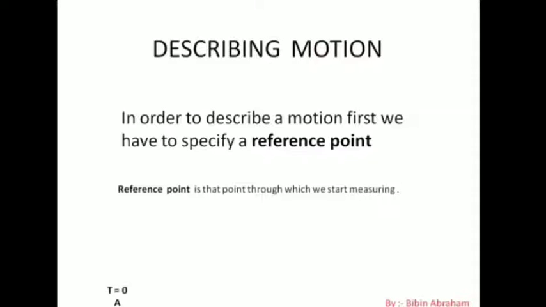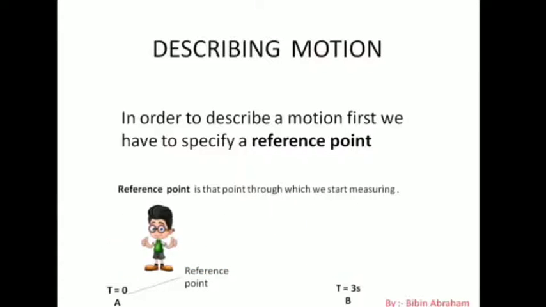Let's say again at t equals 0, point A, and at t equals 3 seconds, point B. I have Ramu, and Ramu is moving from point A to point B. What is the reference point here? Ramu has traveled from point A to point B. Yes, the reference point is point A, from where Ramu has started, right?